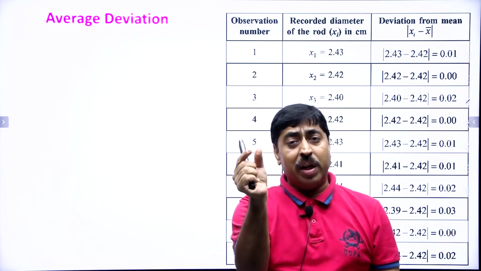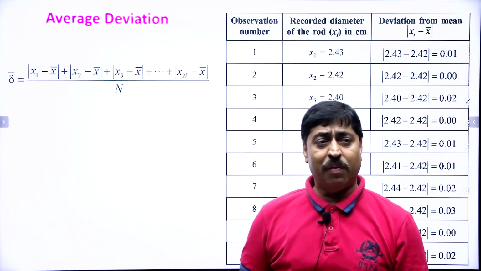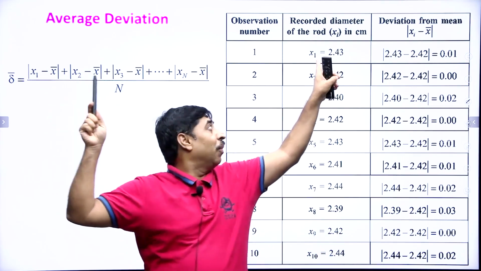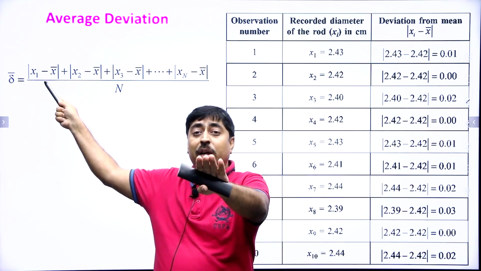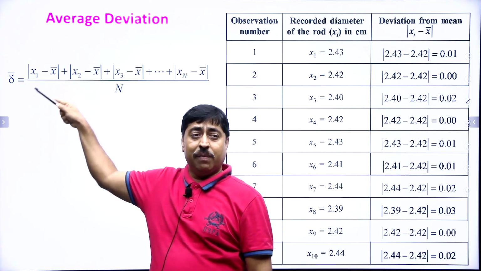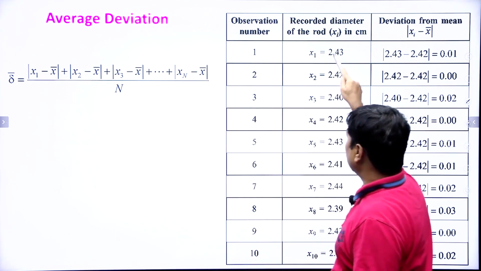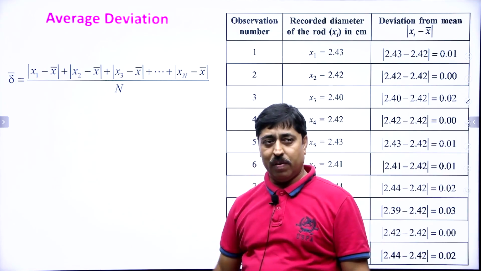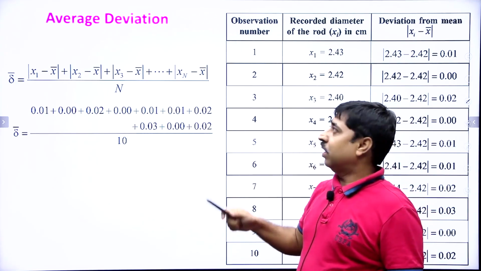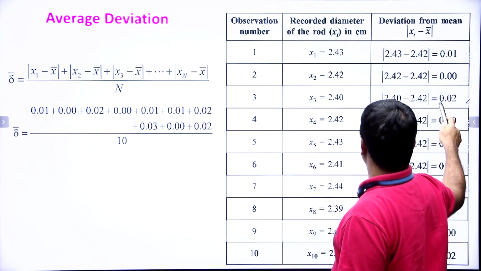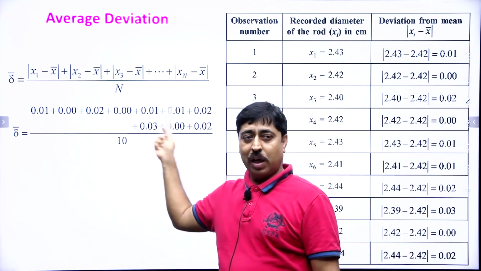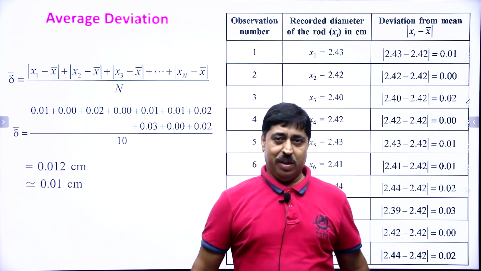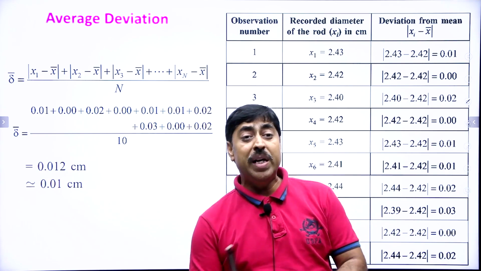For every individual reading I took the deviation, and now we will take the average of all those deviations in this particular expression. X1 is reading number 1, X bar is the mean value, that is 2.42. So take the difference, take the mod, go on doing like this for all the observations, and add all these deviations, divide by the total number of observations. If I do it here, the first deviation is 0.01, the other is 0.00, another one is 0.02. I have added them all and divided by 10, I get about 0.01 centimeter. So this is the mean deviation.